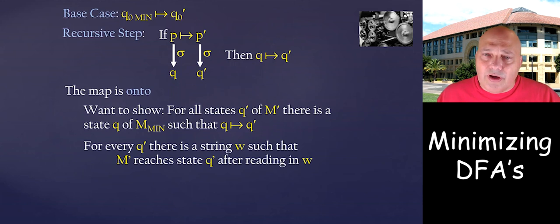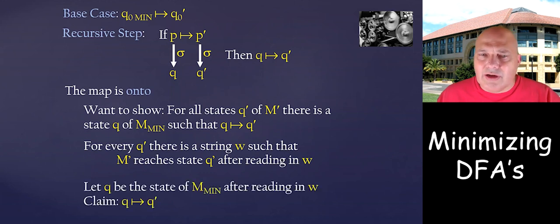For every q prime, there is a string w, so that M prime reaches q prime after reading w. Why is this correct? This is correct because in M prime there are no unreachable states. So in particular, q prime is not unreachable, and there is some w that would reach it. Now let's look at q, which is the state M min reaches after reading w.